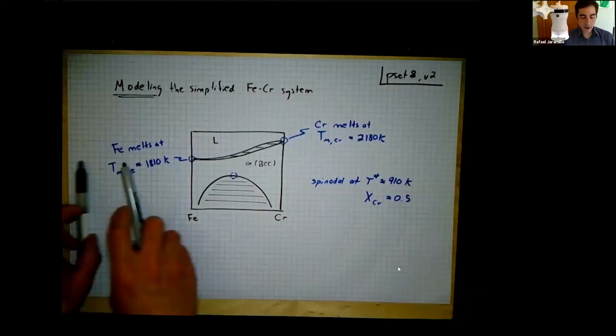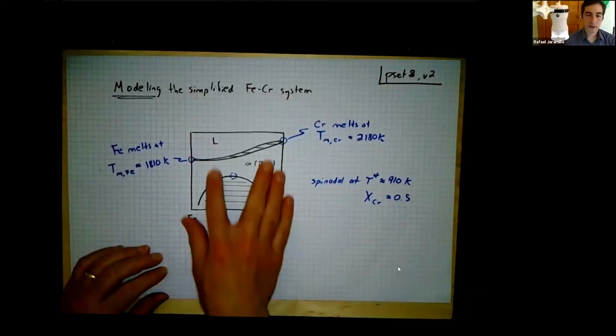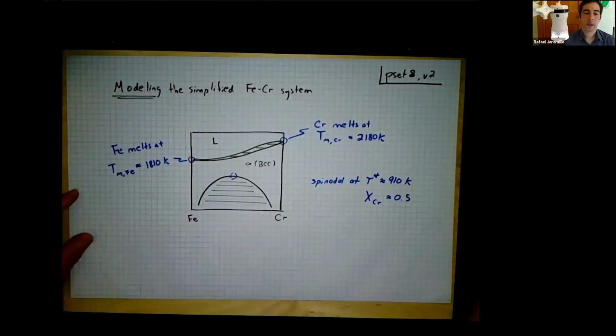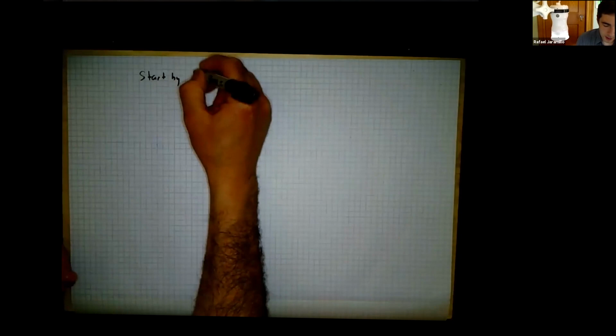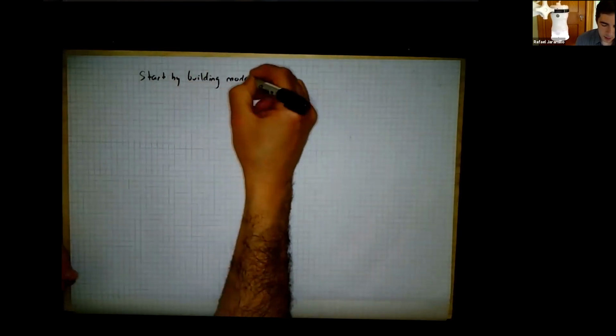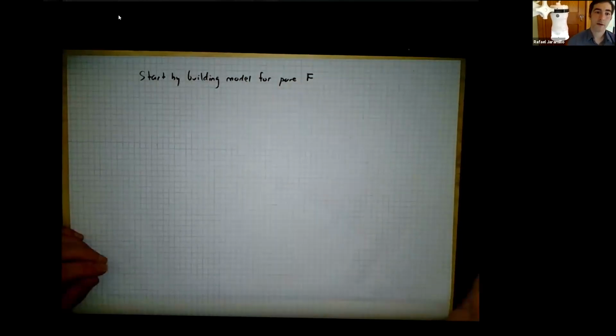So now we're going to talk about building a model. What is needed to model this phase diagram? What does that even mean? So we're going to start by building a model for pure iron, Fe.